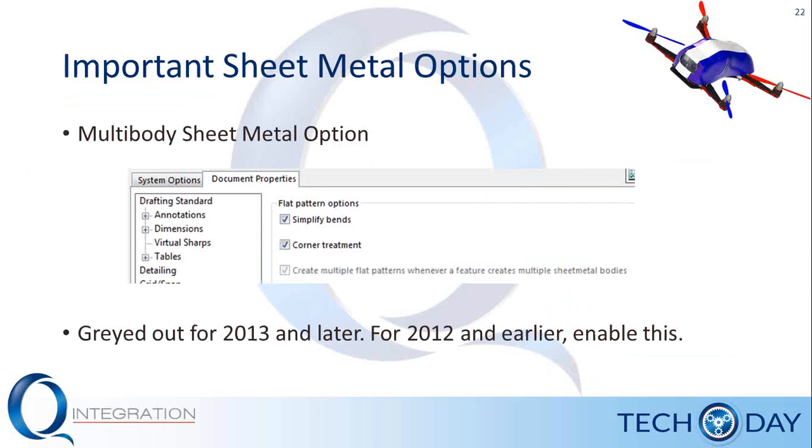So a couple other options. Typically, you don't have to worry about this one unless you're using earlier versions of SolidWorks, because in 2013 this multi-body flat pattern feature is grayed out. It's always on. But if you're using 2012 or earlier, make sure you have this option enabled in the document properties. Again, keep in mind, this one is specific to the sheet metal document.